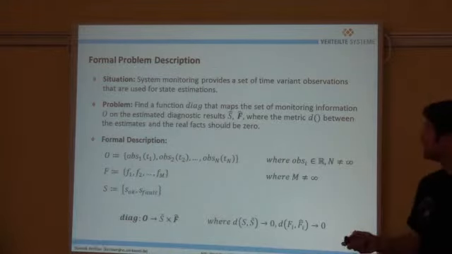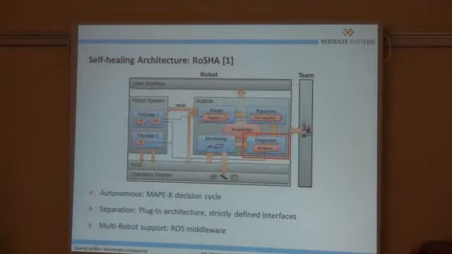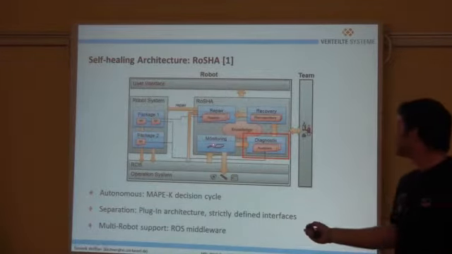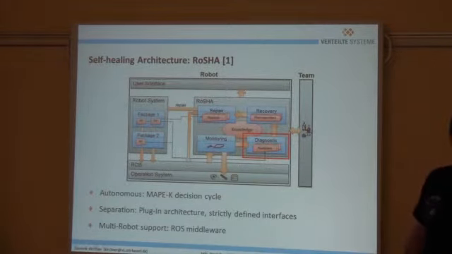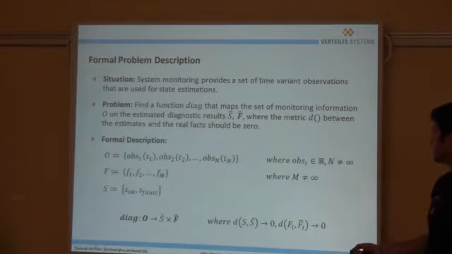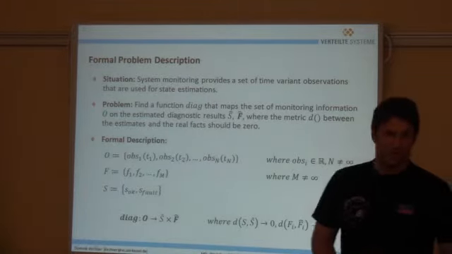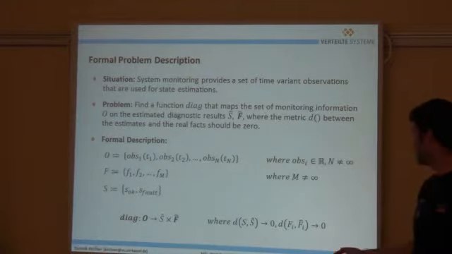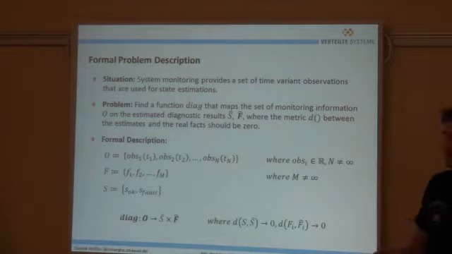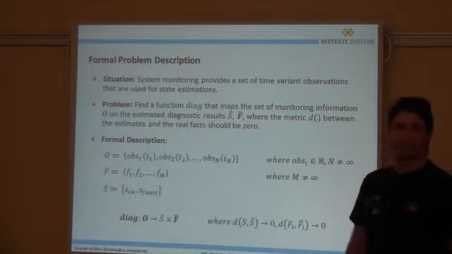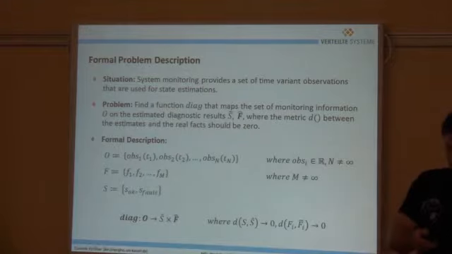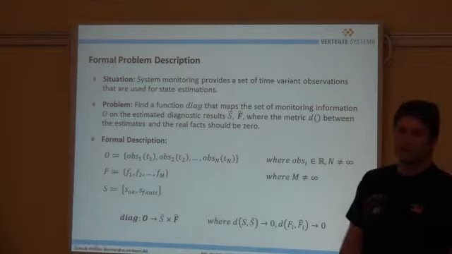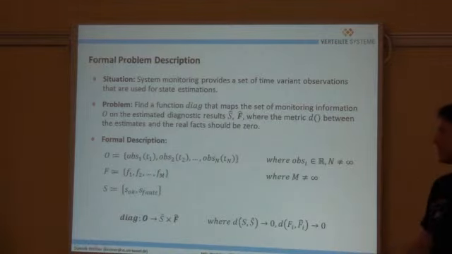So the situation is, you have a monitoring component that gives you some observation. So we have a set of observations. The observations are time variant. And you have a finite set of possible fault types. And you have the total state of your component. Is it okay or is it in a fault state? The problem now is how to find functions that map the seen observation to the fault type and the state.